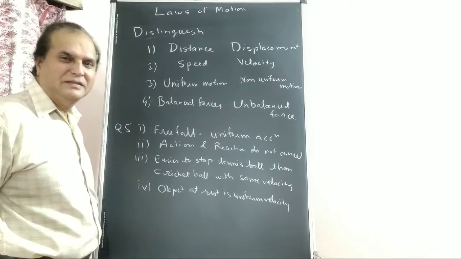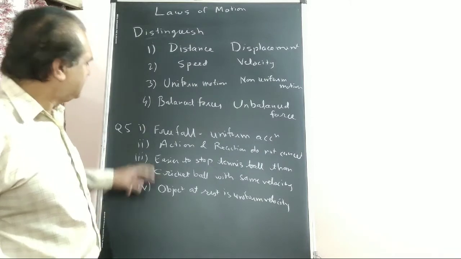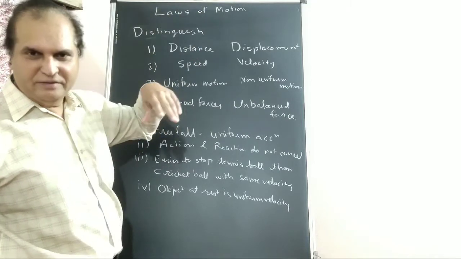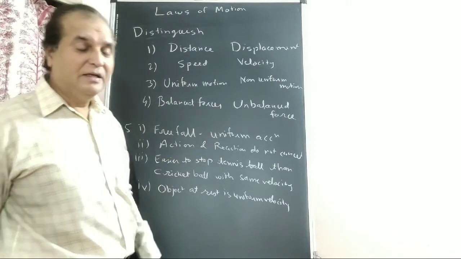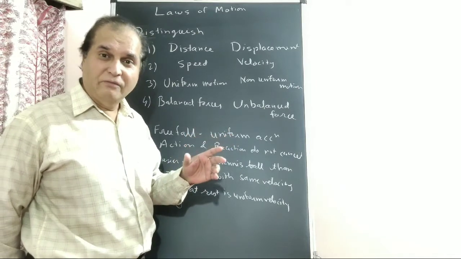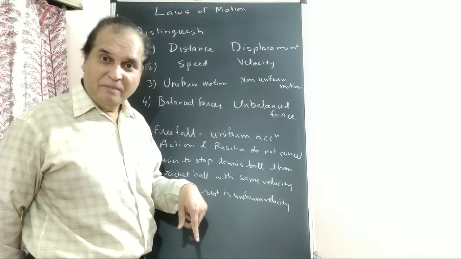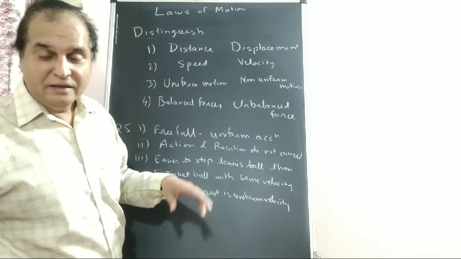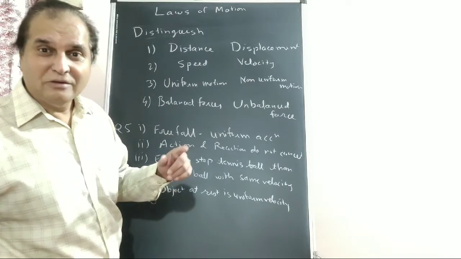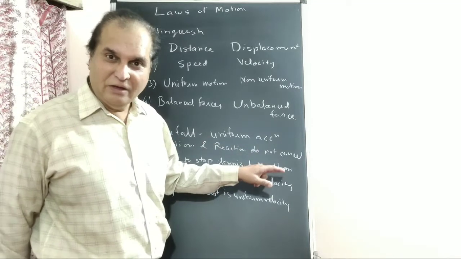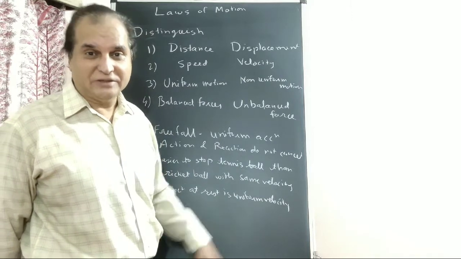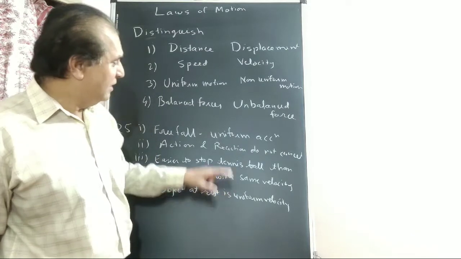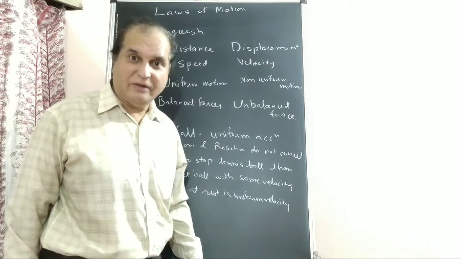Give reasons. The first reason: free fall is a type of uniform acceleration. Why uniform acceleration? Because the weight of every body is mass into gravitational acceleration. Mass is constant, so the gravitational force is constant, and so acceleration is constant. Uniform acceleration is 9.8 meter per second square for a freely falling body in vertical motion. In SI unit, it is 9.8 meter per second square.